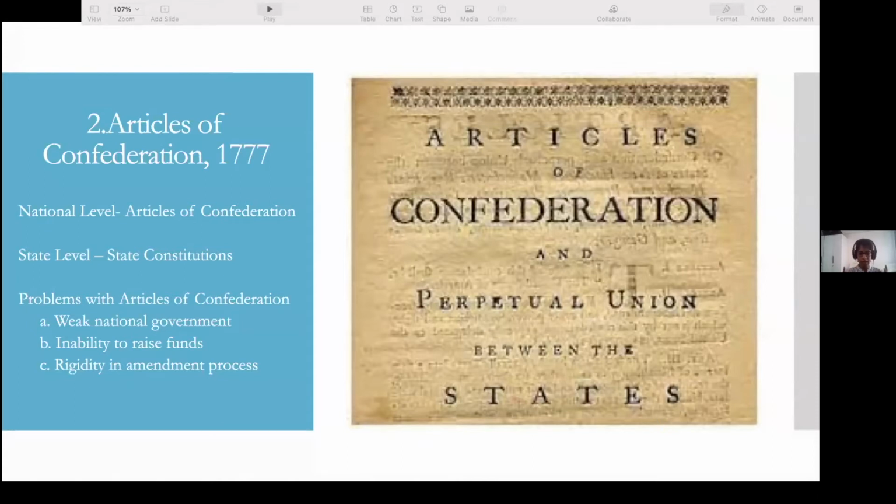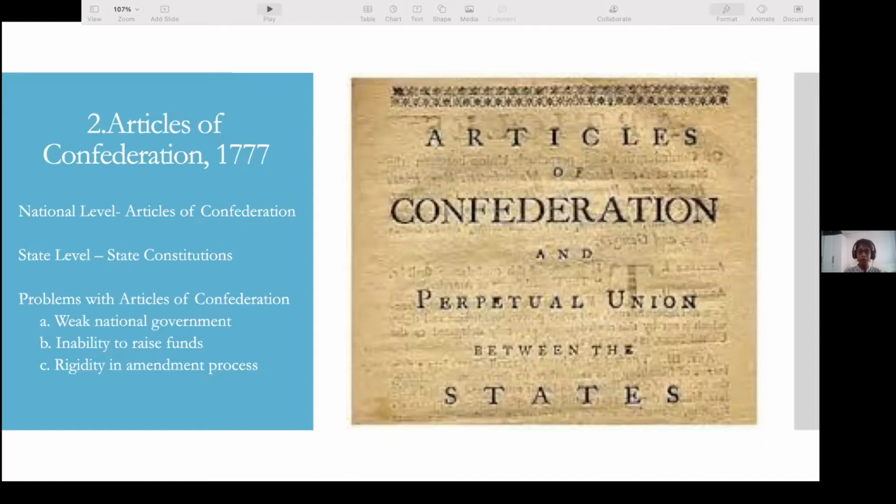Now, what the Articles of Confederation did was set up something known as a national government. This national government only had a legislative branch. There was no executive, there was no judiciary. But it was a very weak national government. It didn't have powers to raise funds, it couldn't impose taxation, it couldn't regulate interstate commerce, and it could not call for troops to fight. It had very, very limited powers and was a very weak national government.